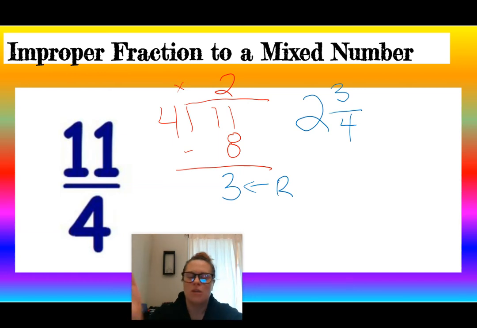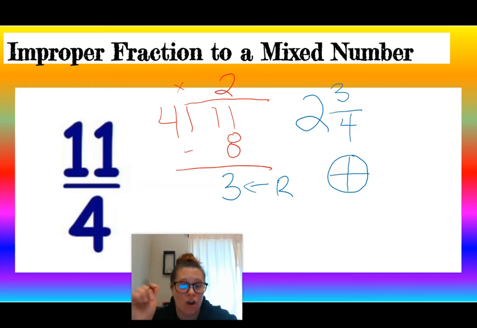Let's draw it out. So what I'm going to do first is draw one whole like this. I'm going to break it into 4 equal pieces. Why? That's my denominator. So I'm going to count them. I got 1, 2, 3, and 4. That's 4 pieces. That's good. We're good to go. But not 11.